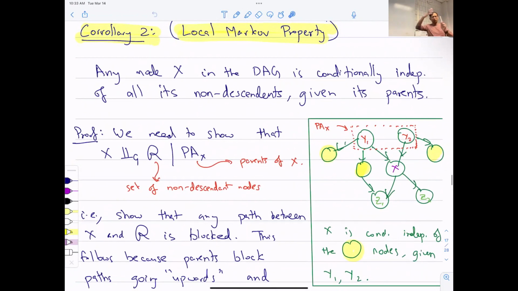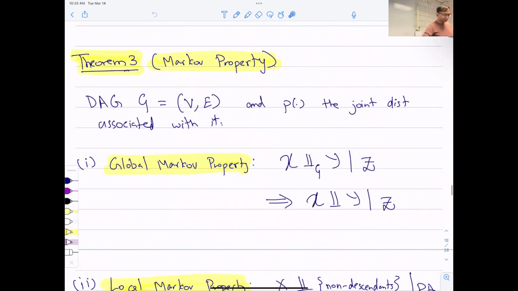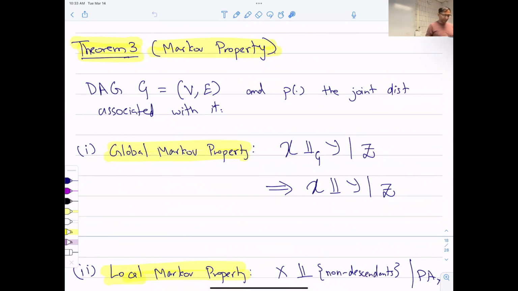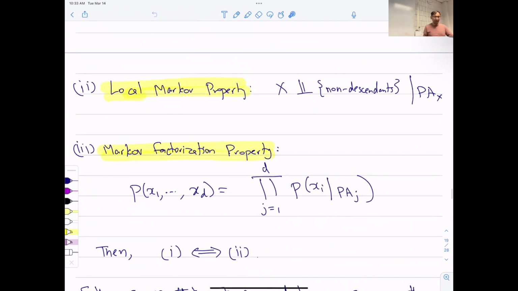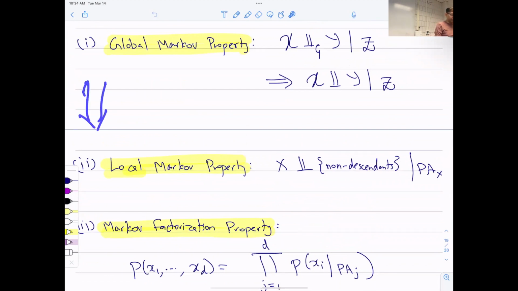So we have now the global Markov property, a definition of Markov blanket, and a local Markov property. The theorem connecting all this is the following. Let's have a DAG and some joint distribution associated with it. The global Markov property, we've already seen: conditional d-separation implies conditional independence. The local Markov property is X is independent of its non-descendants given its parents. The third is a Markov factorization property, which is the graphical model description, that P has such a factorization. This is completely algebraic. It says that the joint distribution P has a factorization that is consistent with the graphical model you have drawn. Then the following theorem is true. One if and only if two.